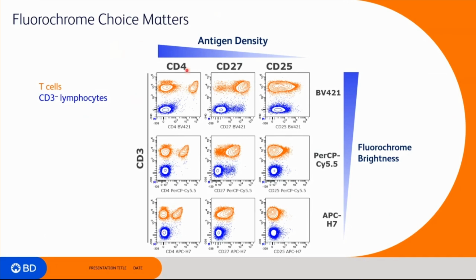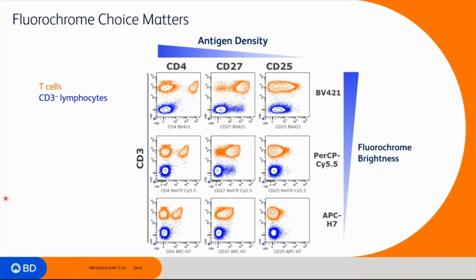So in the first column, we are looking at CD4 in 3 different formats. APC-H7, which is a dim fluorochrome, PerCP-Cy5.5 is a moderate fluorochrome, and BV421 is a very bright fluorochrome. For something like a primary antigen, where they have high antigen density, like CD4 in this example, we would be able to gate on the double positive population regardless of the fluorochrome choice. So if you look down here, even though it's dim, you still can gate on it, and then up here, it's really easy to gate on the double positive population.